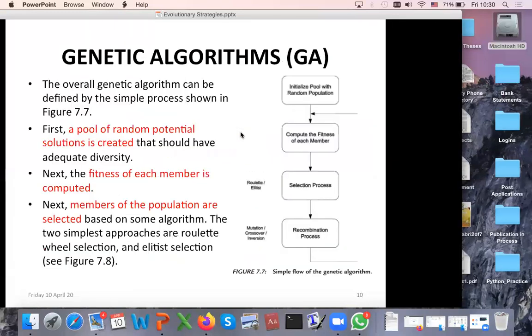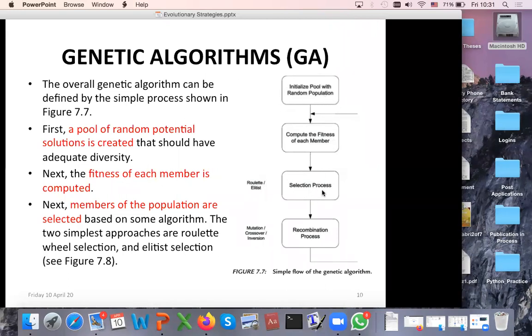So this is the step to compute the fitness of each member. And then the next step is the selection process. At step 2, you have calculated all the fitness values for all the members that you have in your population.